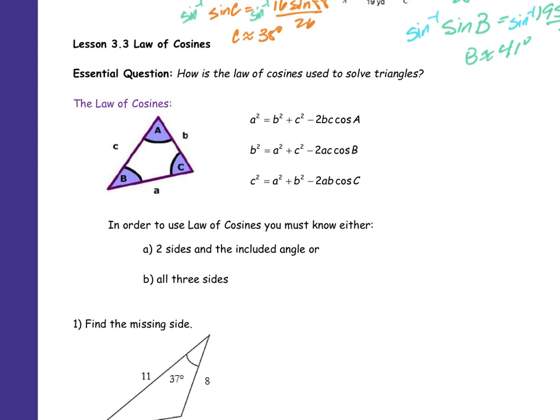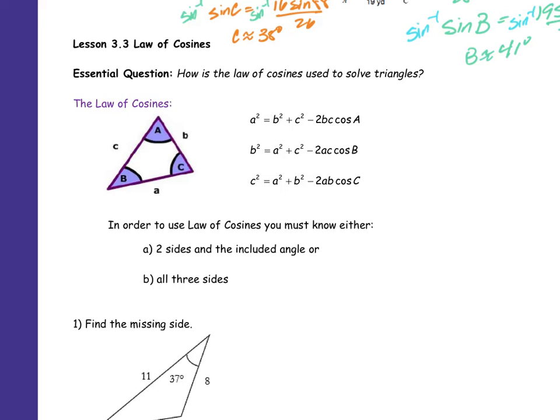For law of cosines, our essential question is how is law of cosines used to solve a triangle. Again, it doesn't have to be a right triangle to use law of cosines or law of sines, although you can use both of them on a right triangle. It's any triangle to use both of these. The pattern is the same. It gives you 3 different equations for law of cosines, but it depends on what I'm looking for: side A, side B, or side C.